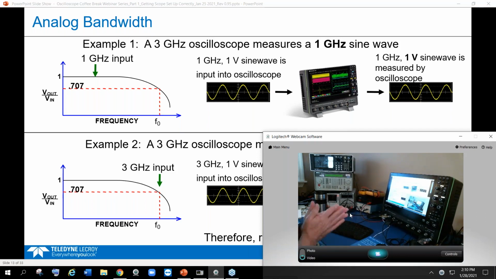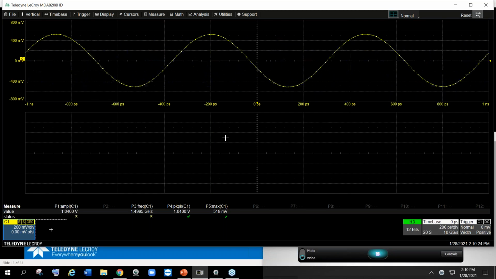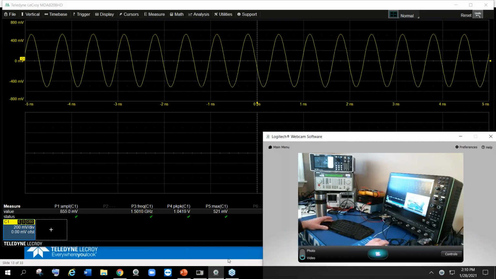Back to the oscilloscope and back to our generator. Now let's go to the oscilloscope software. I'm looking at an MDA 8000. It's a 2 gig scope. It's a 12-bit scope, of course, with 8 channels. But I am live right now, and this is my generator.